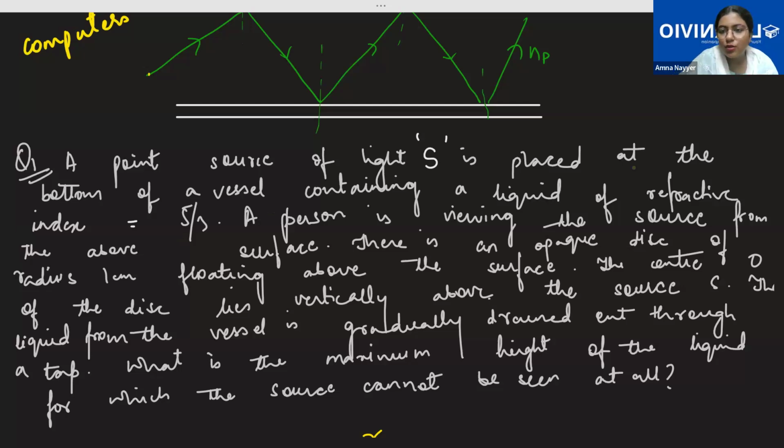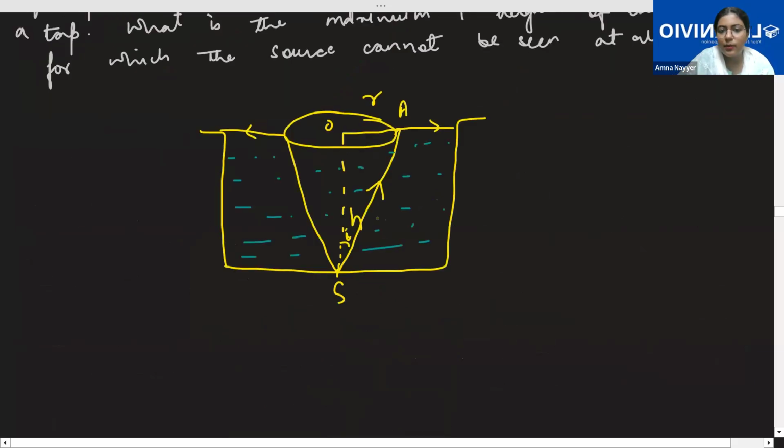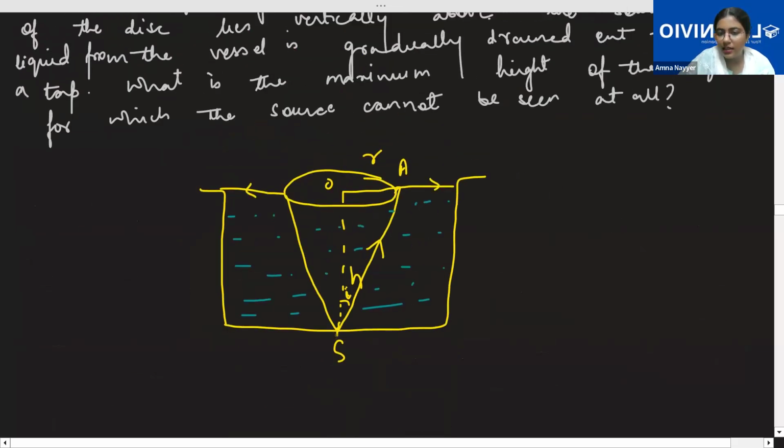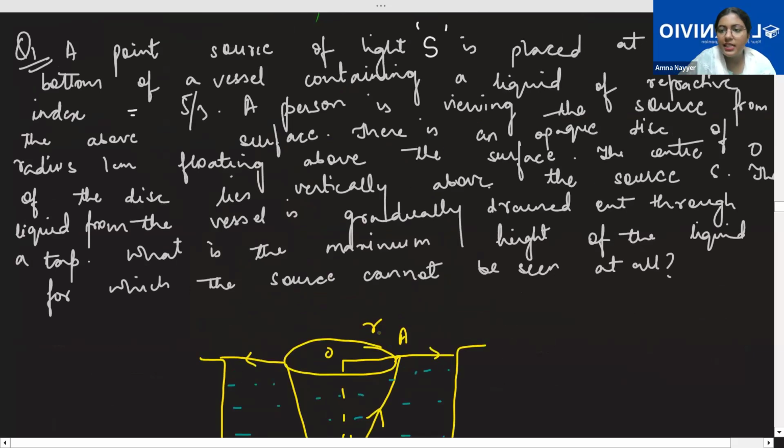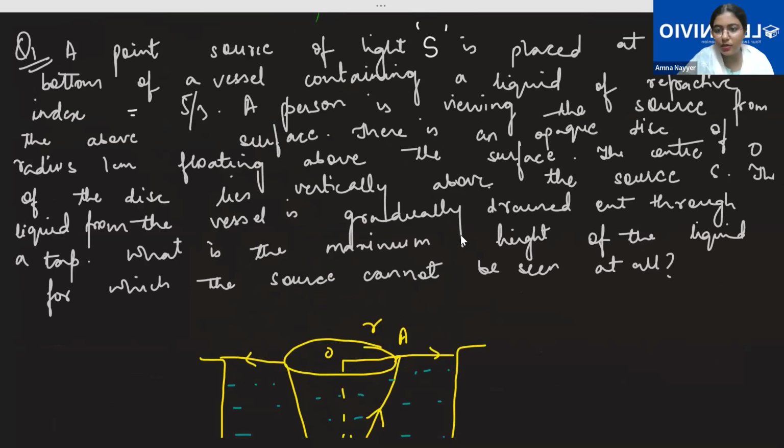This is a point source of light S placed at the bottom of a vessel containing a liquid of refractive index 5 by 3. So, this is a liquid and this is the source. Here, X is the source. A person is viewing the source from the above surface, from the top, like this from here.